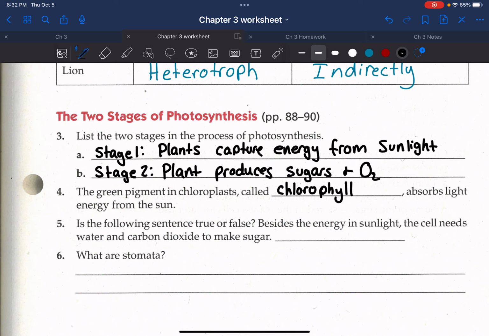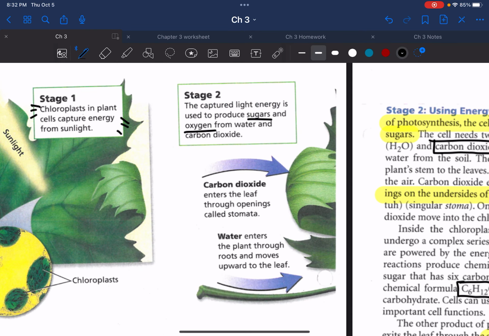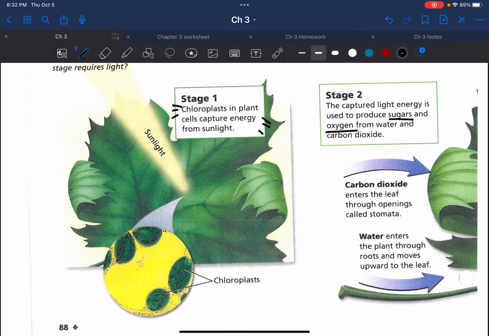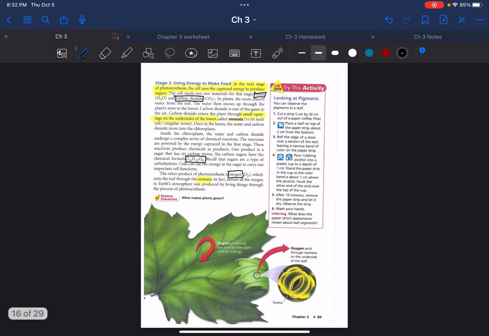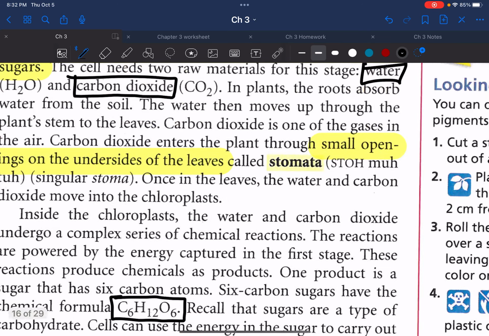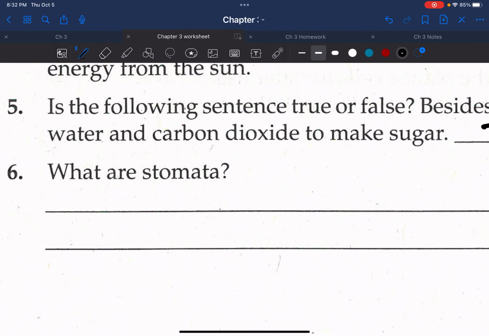Is the following sentence true or false? Besides the energy in sunlight, the cells need water and carbon dioxide to make sugar. That is definitely true. What are stomatas? Stomatas are the little itty bitty openings underneath the leaves, and that allows the carbon dioxide to go in and the oxygen to go out. If you want to find the actual word, let me see here. Stomata, there you are. Oh, up here. Small openings on the undersides of the leaves.